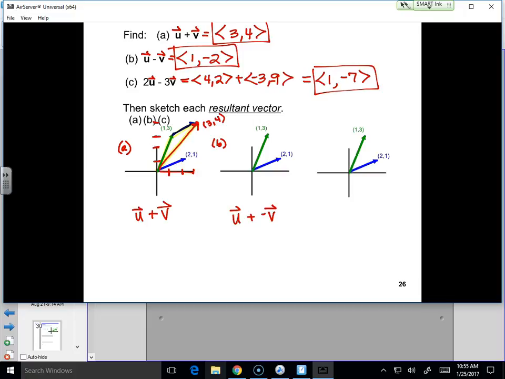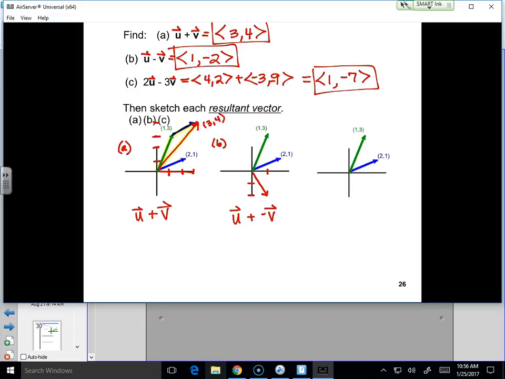Okay, now hold on. What am I saying? What did we get for the components of u minus v? 1, negative 2. Wait. Negative 2. Hold on. Isn't this going this way? How on earth do you put those two? Wait. I'm not talking about u and positive v. I'm talking about u and negative v.